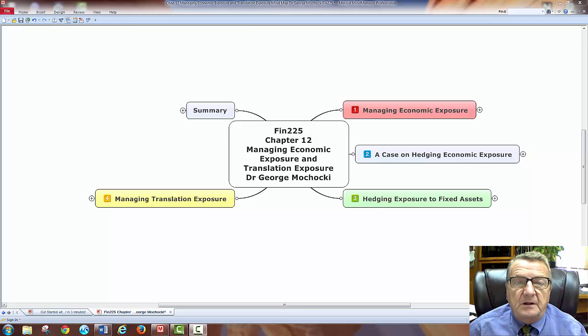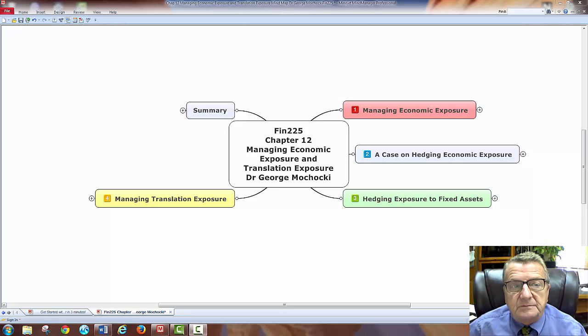Today we'll be covering Chapter 12, Managing Economic Exposure and Transactional Exposure. We're looking at hedging, and at how to minimize our exchange rate exposure. When we're carrying a denomination of currencies for one of our subsidiaries, when do we bring it back to the parent company, and when do we leave it there?